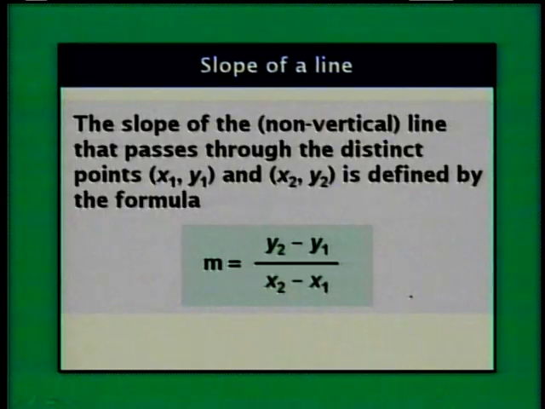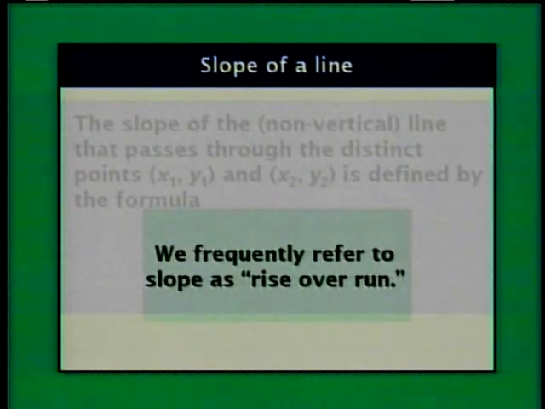So let's sum up what you need to memorize. And I mean you need to memorize this for life, because this is never going to go away as long as you're taking math classes. The slope of the non-vertical line that passes through the distinct points (x1, y1) and (x2, y2) is defined by the formula m equals y2 minus y1 over x2 minus x1. We frequently refer to slope as rise over run.